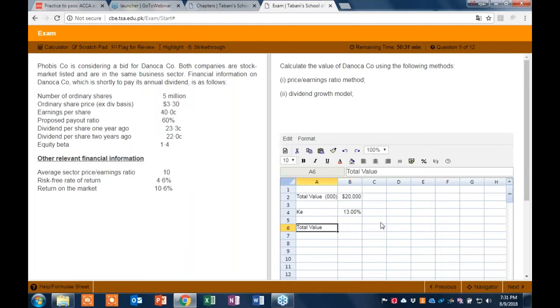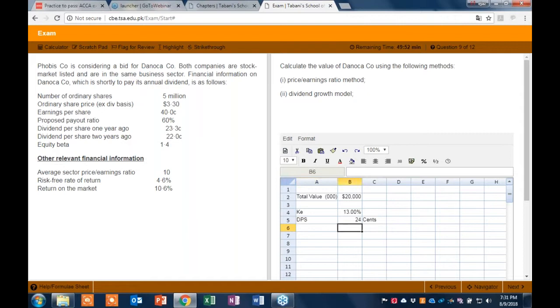For that, we need the dividend per share. The earning per share is 40 cents, and the payout ratio is 60%. It means that the dividends paid are 60% of the earnings. So let's keep it in cents: 40 cents into 60%. So the dividend per share would be 24 cents.